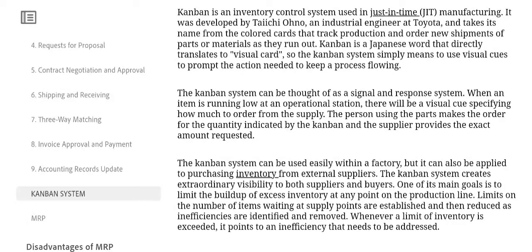The Kanban system can be thought of as a signal and response system. When an item is running low at an operational station, there will be visual cues specifying how much to order from a supplier.